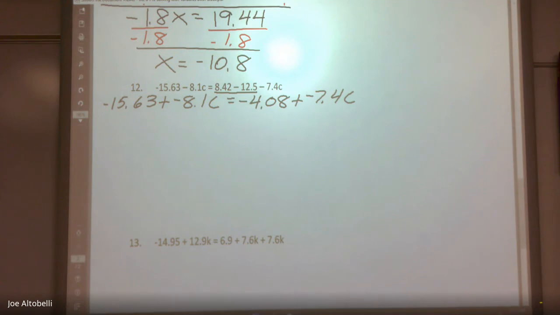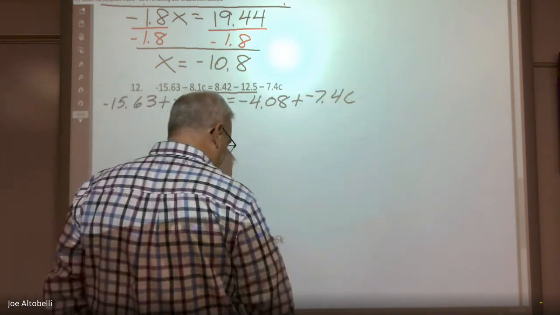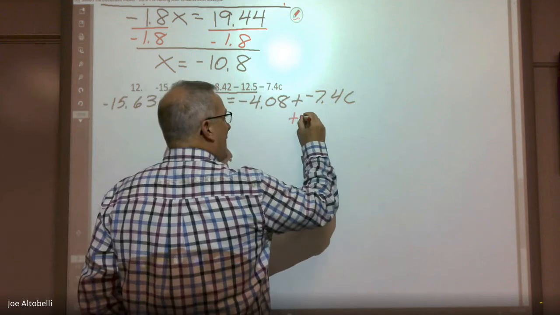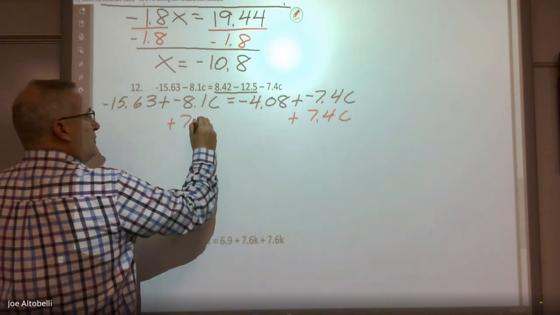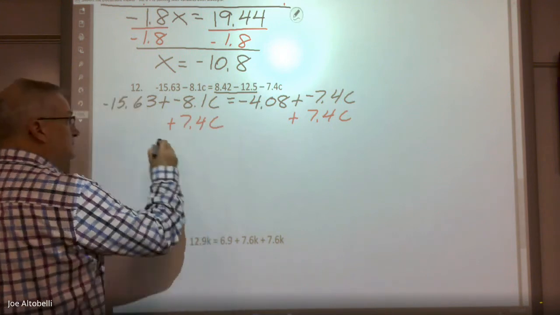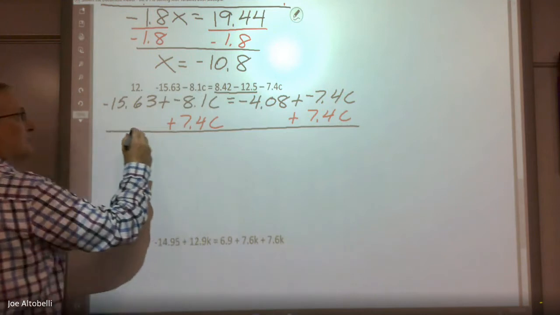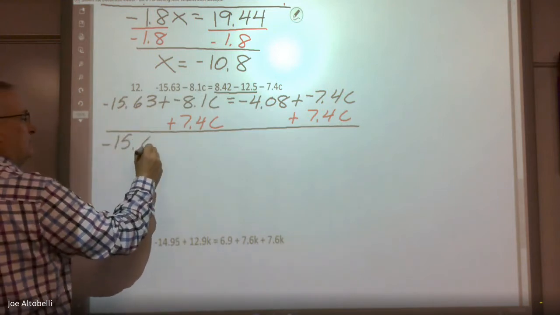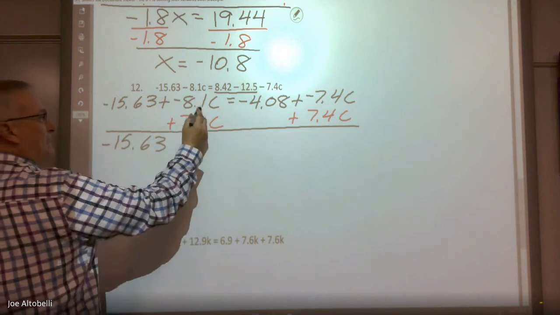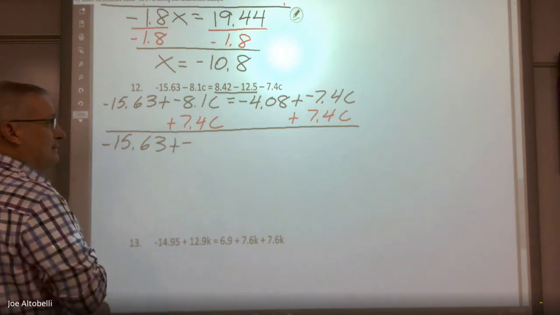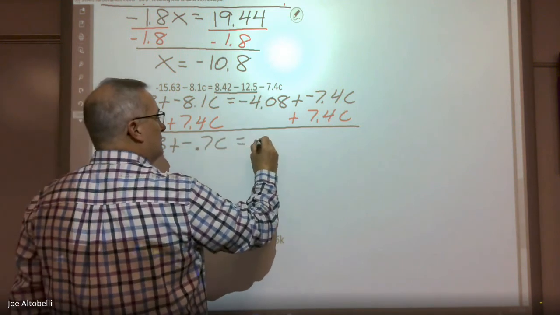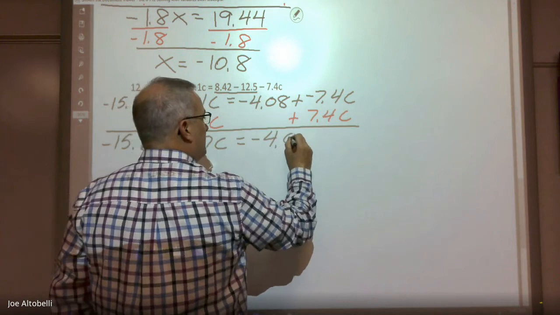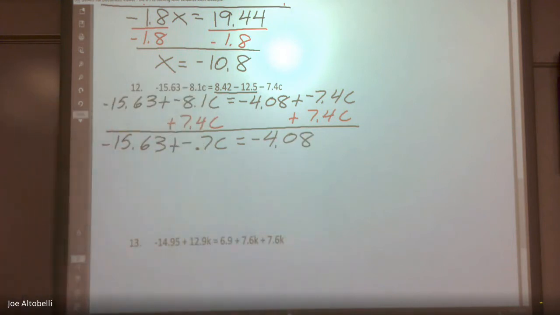Second step then is to eliminate the variable term on the right side. To do that, I'm going to add 7.4c. Add the 7.4c. So this will be a negative 15.63. When I add this here, this will be plus a negative 0.7c equals the negative 4.08. Now I have a two-step equation.